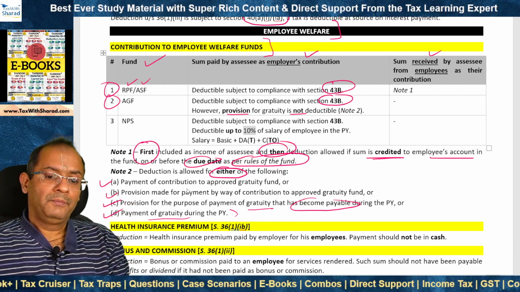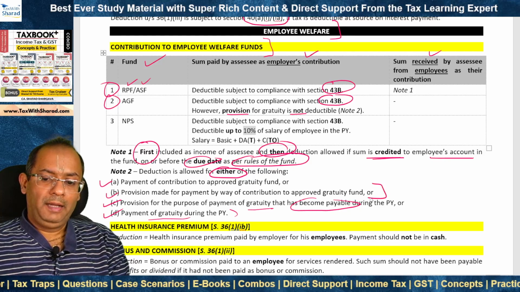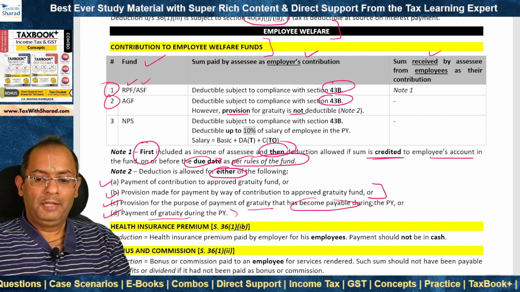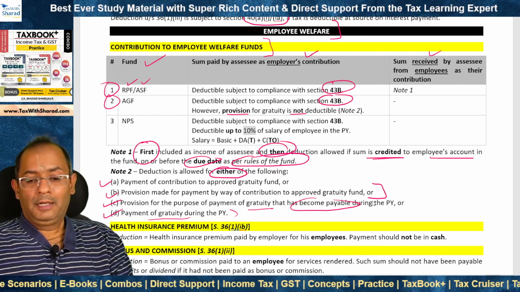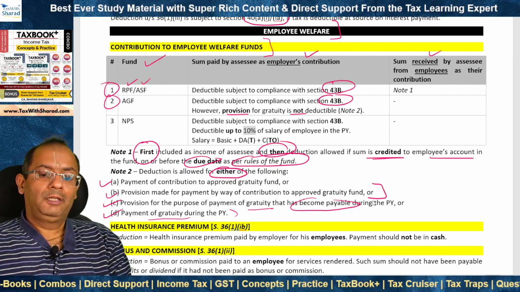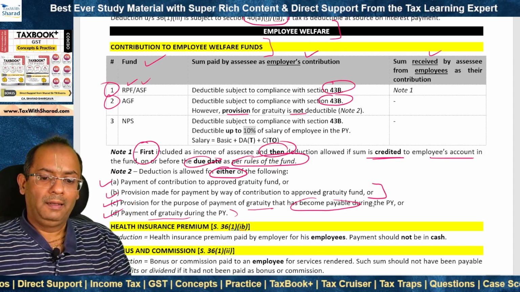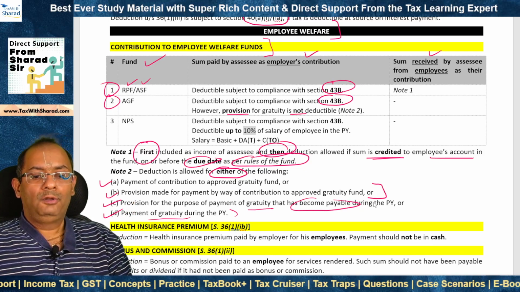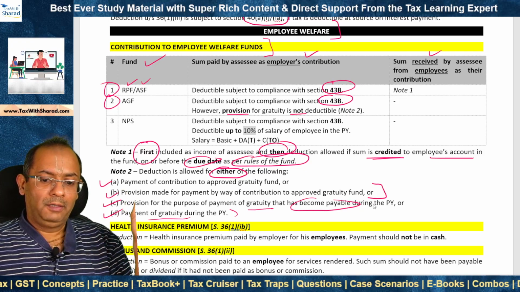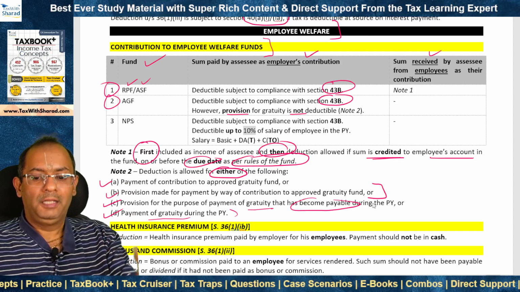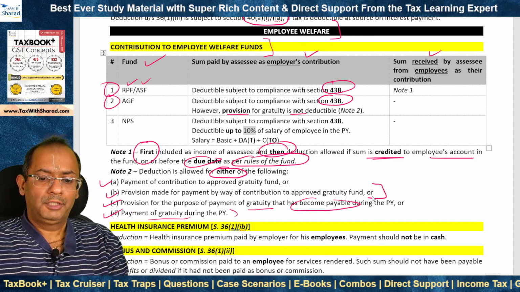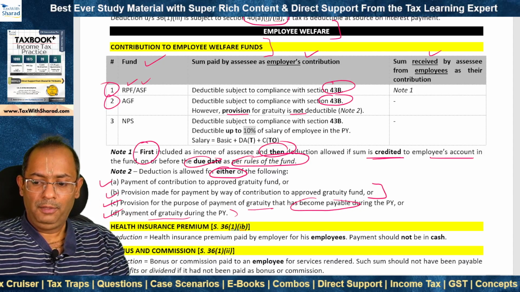So for example, if a provision has been made for contribution to approved gratuity fund, the deduction is allowed, but then the deduction is not subsequently allowed once again when the payment of contribution is made to the approved gratuity fund, or out of that fund payment of gratuity is made to the employee. So deduction is allowed for either of A or B or C or D.